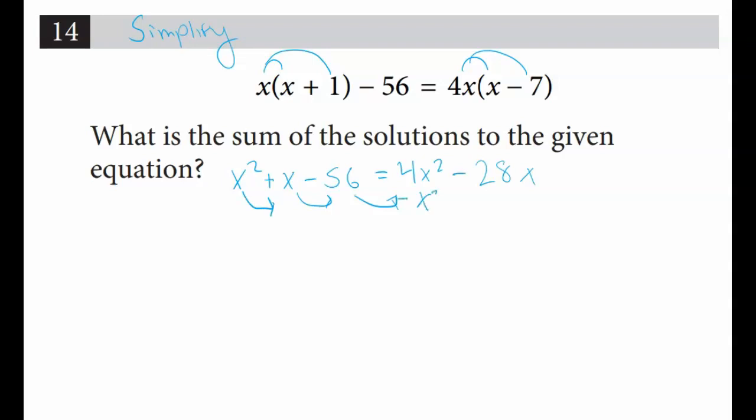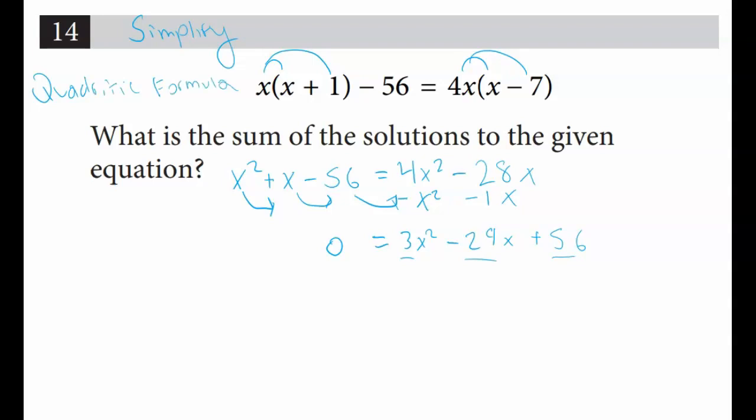So if I subtract x squared from here, I'm going to get 3x squared. Subtract x from here, 1x. I'm going to get minus 29x. And then I'm going to add the 56 to the end. So this is going to be my nice equation. And so looking at this, I know it's not going to be broken down smoothly to its solution. We're going to have to use the quadratic formula.